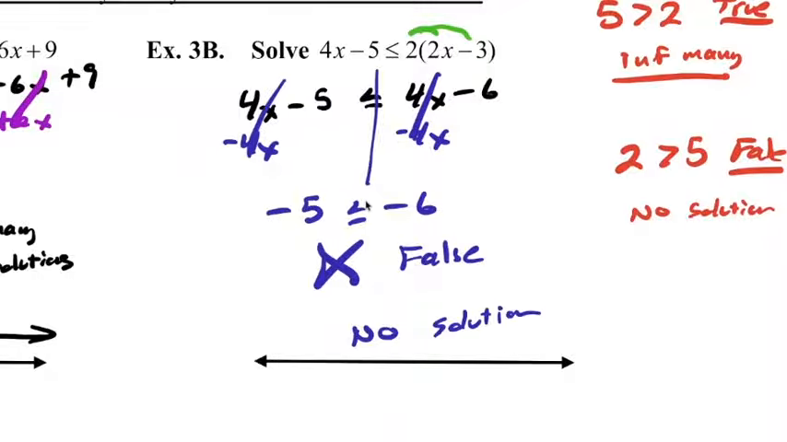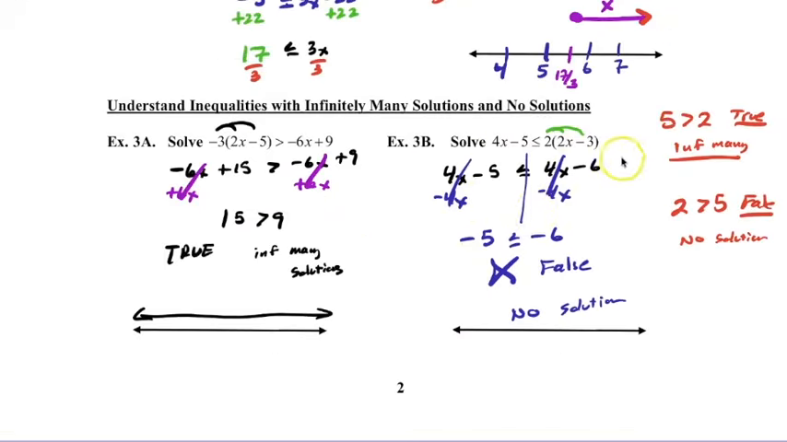So no solution. If you want to think about it, you can divide them both by negative, and then you'll switch the inequality, and you get 5 is greater than 6, which is false. Think about it that way. So that's the idea, right? Exact same concept as linear equations. If it's a true statement, you get infinitely many solutions. If it's a false statement, you get no solutions.